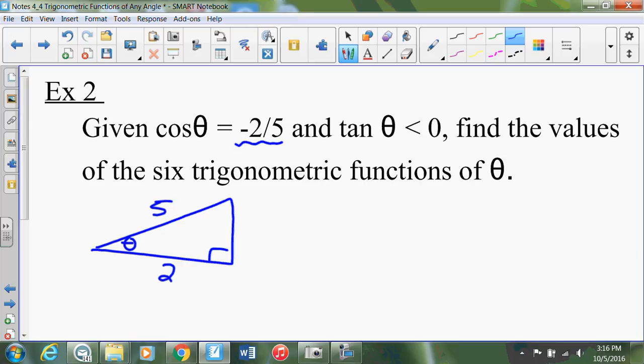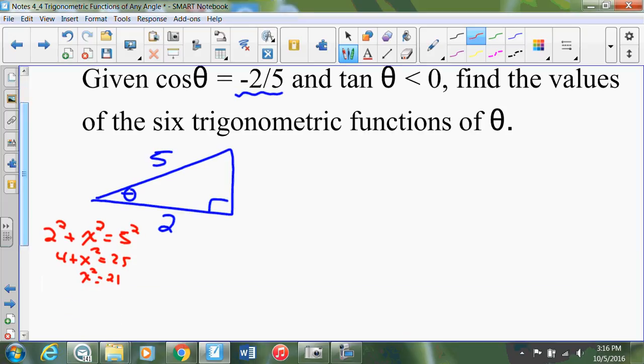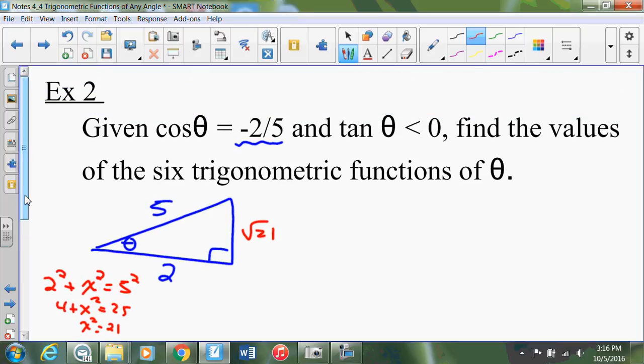is my hypotenuse. So let's do the Pythagorean theorem quickly. We'll do 2 squared plus our missing leg squared equals our hypotenuse squared. So we'll have 4 plus x squared equals 25. So x squared is equal to 21, so x is equal to square root of 21. We will not change that into a decimal because it'll just be an approximation. So here we go. I can ignore the fact that tan theta is less than 0 and come back to it later.